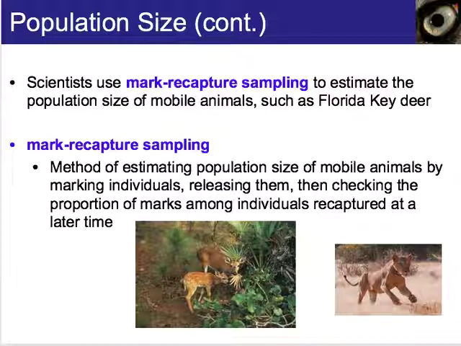Also, scientists sometimes use mark and recapture sampling to estimate the population size of mobile animals. You see this a lot with sharks and dolphins, and also in the Florida Keys, they use this with deer. Mark and recapture sampling is a method of estimating the population size of mobile animals by marking individuals, releasing them, and then checking the proportion of marks among individuals recaptured at a later time.